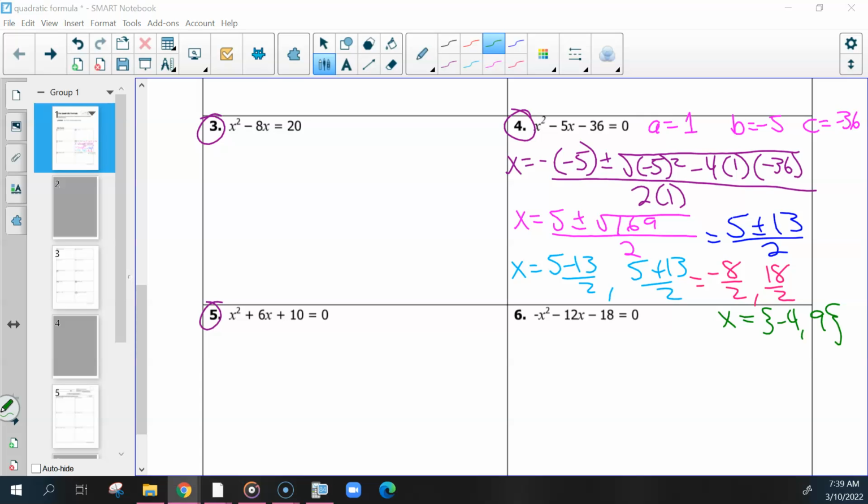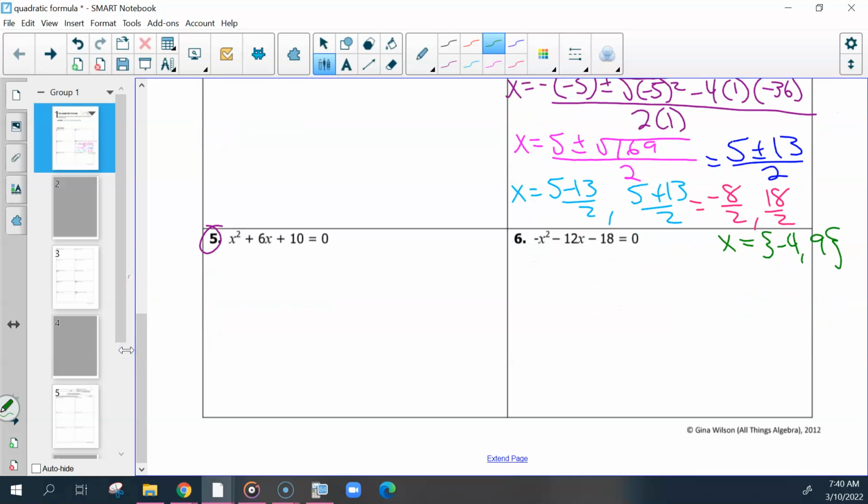What questions do we have on that one? The last one we're going to do on this page is number 5, and then we're going to move on to the back. What are your A, B, and C values? 1, 6, and 10.